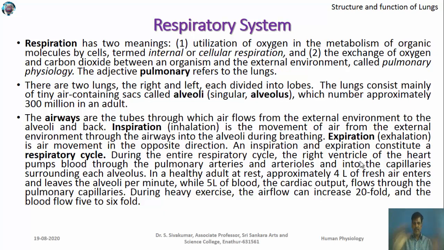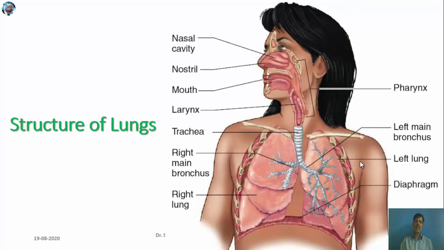Now, after this introduction about respiration, we will move on to the structure of the lungs. The respiratory tract starts from the nasal cavity, then goes down to the pharynx. The opening of the mouth is also attached to this pharynx. Then the pharynx continues and gets divided into two components: one is the esophagus, and the other is the larynx.